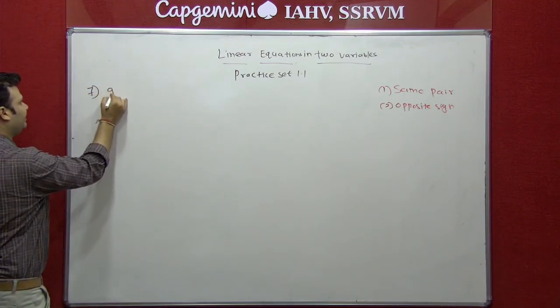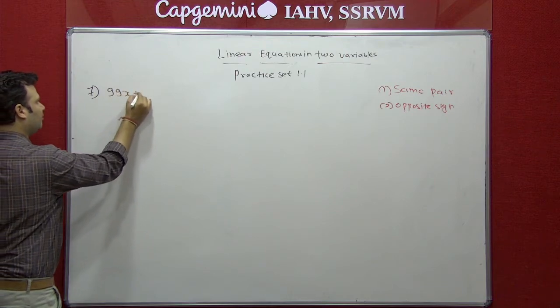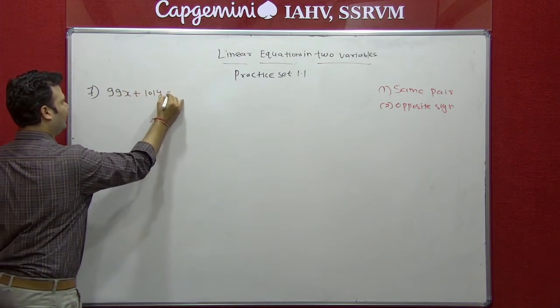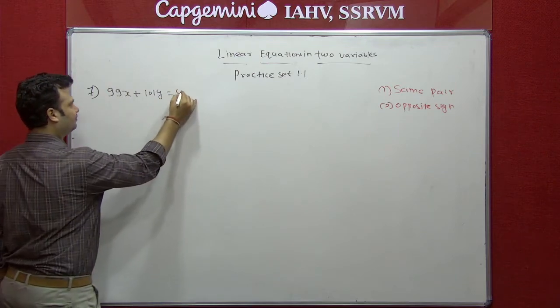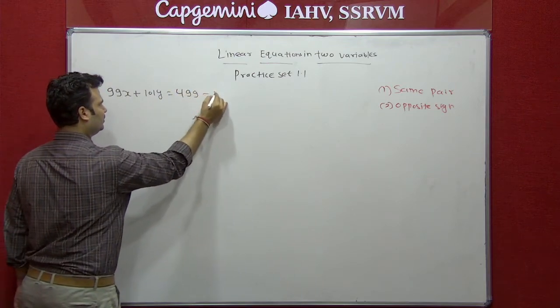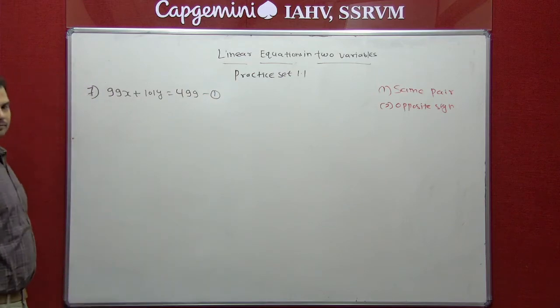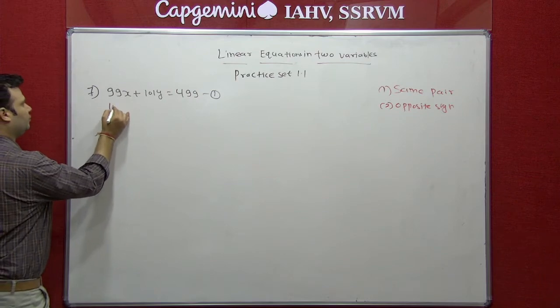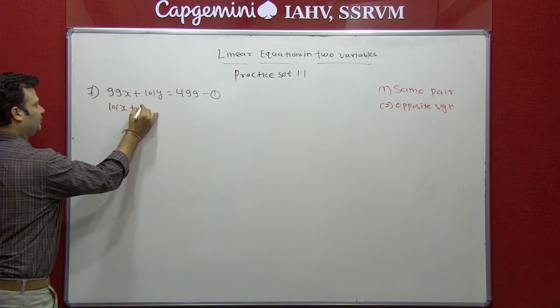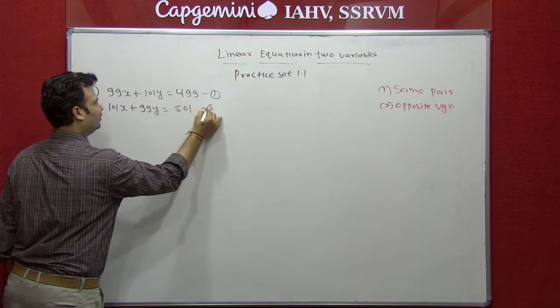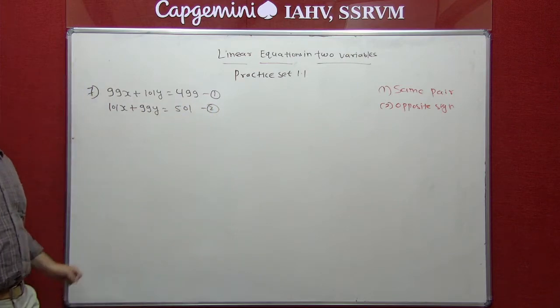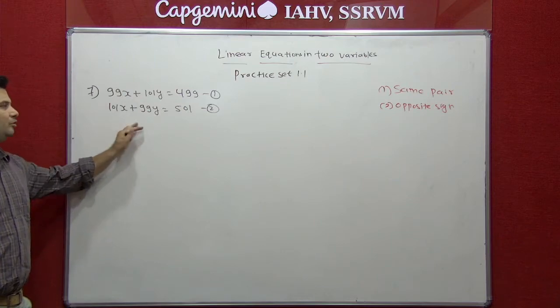it is given 99x plus 101y equal to 499. This is equation number 1. And equation 2 is given 101x plus 99y equal to 501. This is equation number 2. Equation 1 is given and 2 is given.